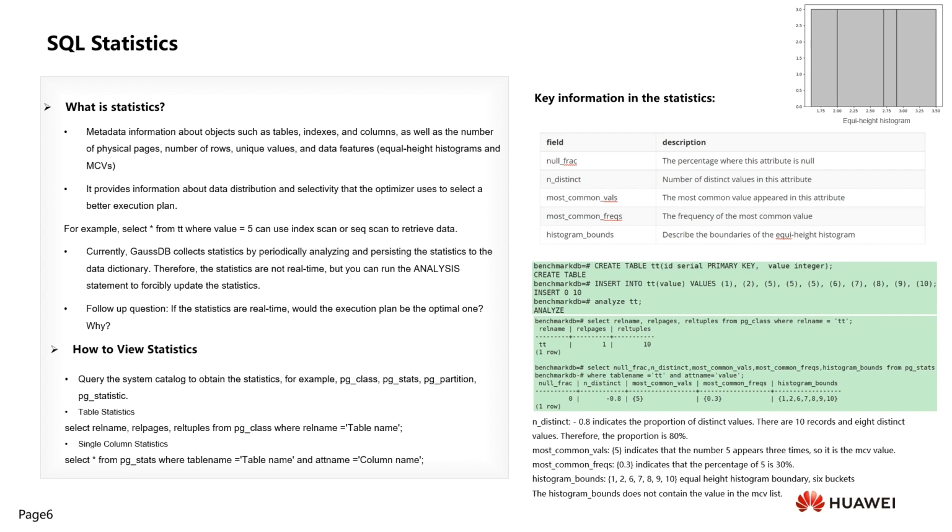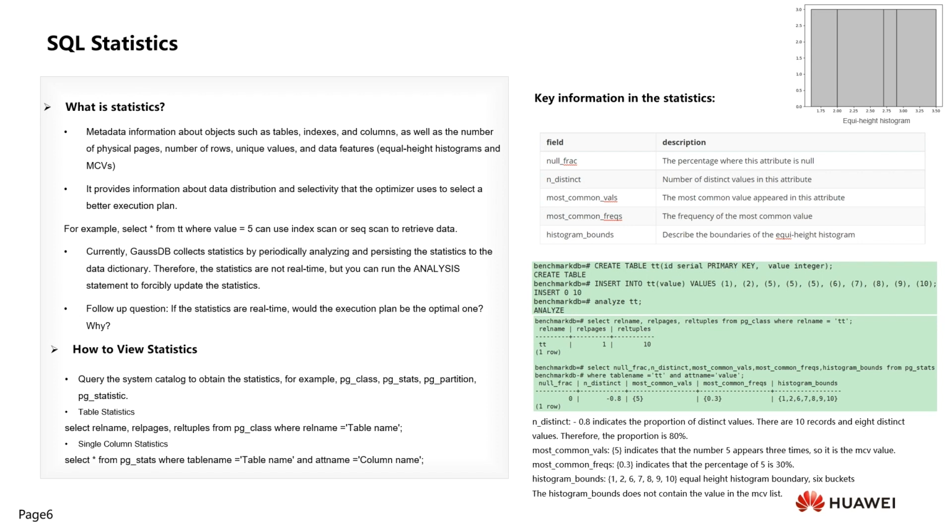And currently, GaussDB collects statistics by periodically analyzing and persisting the statistics to the data dictionary. And therefore, statistics are not real time, but you can run an analyze statement to forcibly update the statistics. And this leads to a rather interesting following question. So, given that the statistics are always real time, would the execution plan be the optimal one? And the answer to this question is no.